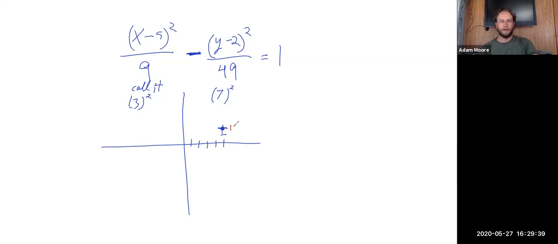The x part is 3, so 1, 2, 3 sideways, 1, 2, 3 sideways, and then the y part is 7, so 1, 2, 3, 4, 5, 6, 7 up, and then 1, 2, 3, 4, 5, 6, 7 down.